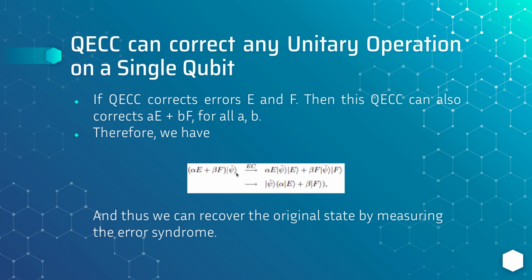Therefore, if we apply this linear combination on our state and encode the state, we will get psi times alpha, this is a qubit of error syndrome, and beta times this, which is another qubit of error syndrome. And if we measure this error syndrome, we can recover the original state.